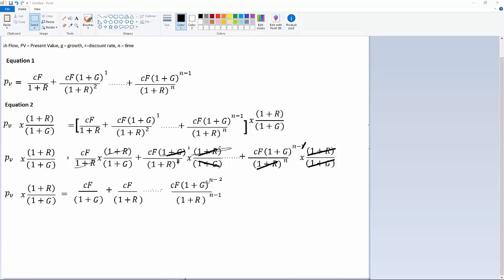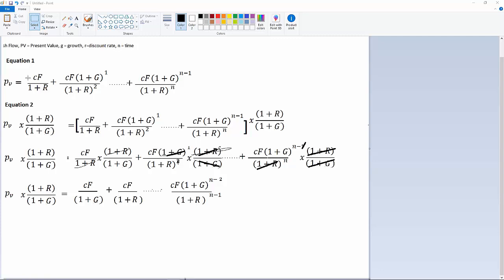And then the last number that we have is cf times 1 plus g to the n minus 2 because we crossed out 1 over here because it canceled. So the one thing before n minus 1 is n minus 2, which is why it became n minus 2, and 1 plus r to the n minus 1 because the number before n, so if the last number was 1,000, the one number before it would be n minus 1, or 999. So that's why it becomes that. So this is equation 2, and then we're going to move to equation 3.